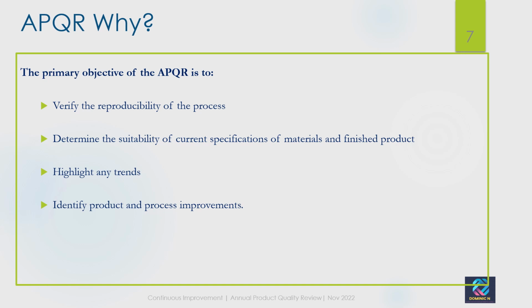For me, I think the primary objectives for APQR are to verify the reproducibility of the process and determine the suitability of current specifications of the materials and finished products. Materials here, we're talking about raw materials and packaging materials. Highlight any trends. It could be out of trends, out of expectations, out of specifications, but you need to highlight any trends. Identify product and process improvements.